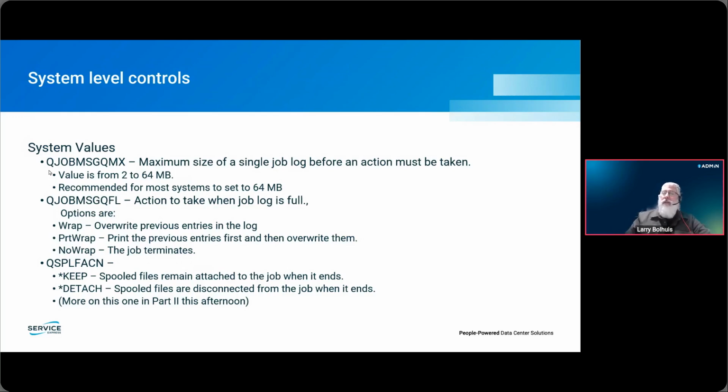The next one is queue spool file action. And what this says is at the end of a job, when the job is done, what do I do with my spooled files? And the two options in there are keep and detach. Keep says the job control block lives on and the spool files are attached to that job control block. That means I can find them with work job, work submitted job, work user job, those kind of things.